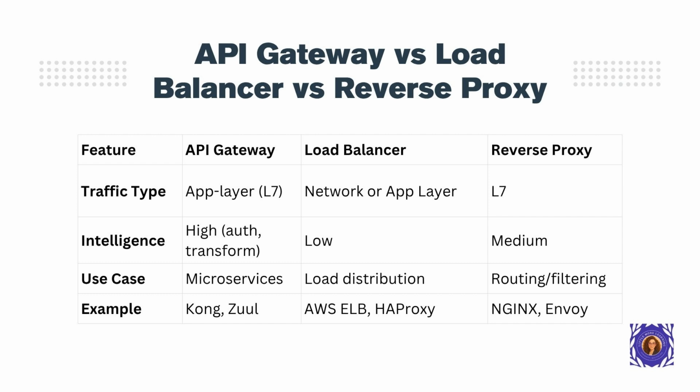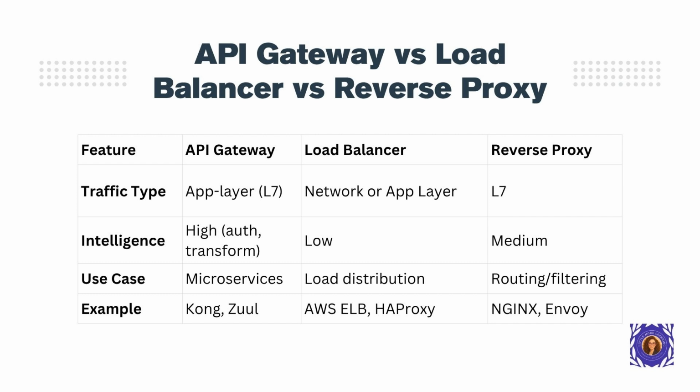API Gateway. Think of an API gateway as the smartest traffic cop for your services, especially in a microservices setup. It understands the application layer, layer 7, meaning it grasps the full details of your HTTP requests.